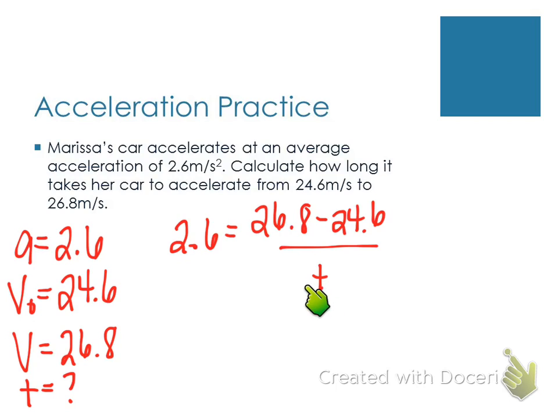All right, and what's our shortcut if we want to solve for this bottom variable? Do you guys remember the shortcut? Did we talk about this? The shortcut here is to switch these two places, okay? So you're going to do your subtraction, but then you just move t to the top and move 2.6 to the bottom, okay? So you'll take 26.8 minus 24.6 and divide it by the 2.6, which would give us t equals 0.8, okay?